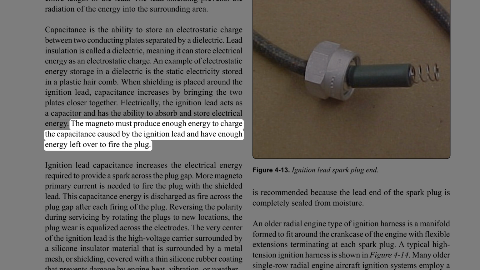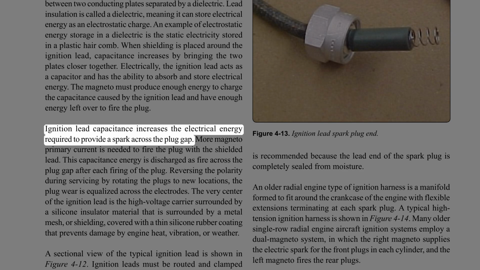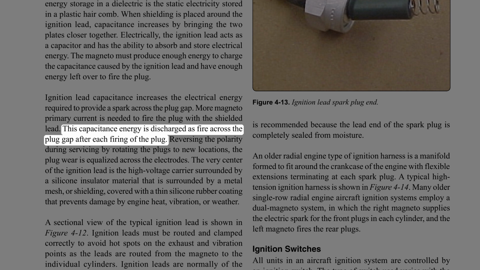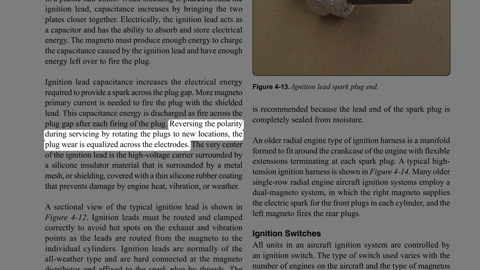The magneto must produce enough energy to charge the capacitance caused by the ignition lead and have enough energy left over to fire the plug. Ignition lead capacitance increases the electrical energy required to provide a spark across the plug gap. More magneto primary current is needed to fire the plug with the shielded lead. This capacitance energy is discharged as fire across the plug gap after each firing of the plug. By reversing the polarity during servicing, by rotating the plugs to new locations, the plug wear is equalized across the electrodes.